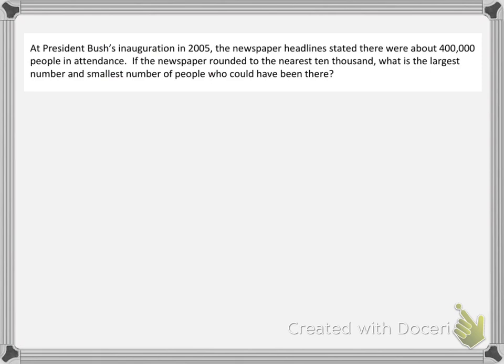Now I'd like you to try this word problem. Remember the one that we did together before? At President Bush's inauguration, 2005, the newspaper headline stated there were about 400,000 people in attendance. If the newspaper rounded to the nearest 10,000, what is the largest number and the smallest number of people who could have been there? So there is going to be two answers for this one, just like we did before with President Obama. Okay? The largest and the smallest.